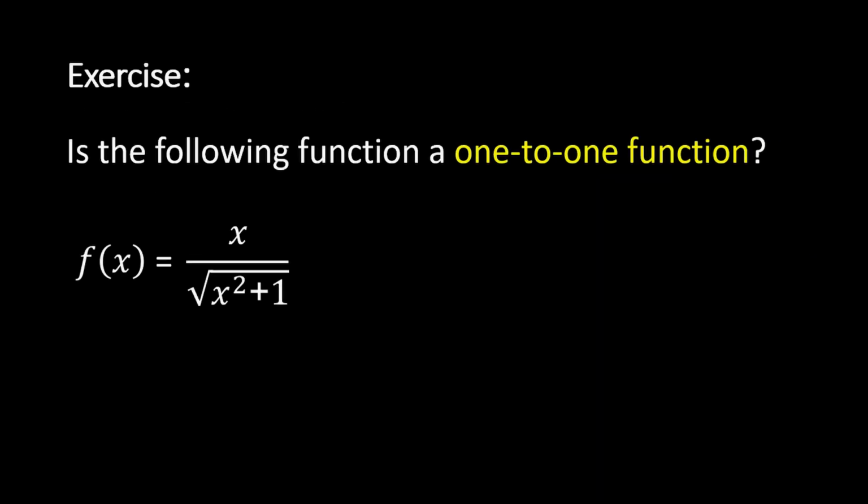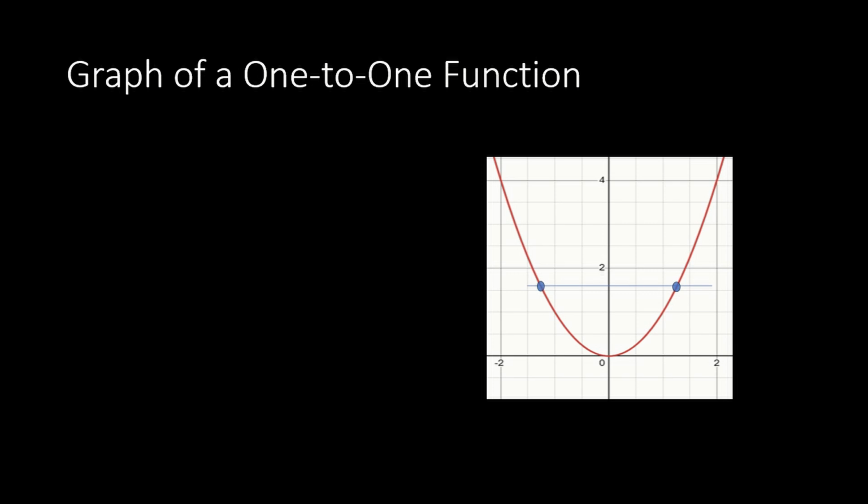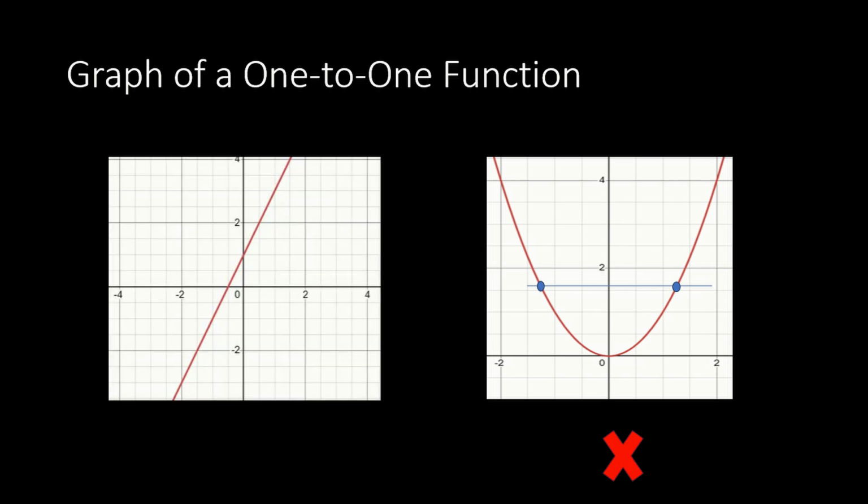Here is a challenge for you. Can you prove whether this function is one-to-one or not? If it is, explain why. To check if a graph represents a one-to-one function, draw a horizontal line. If the line touches the graph at more than one point, it is not a one-to-one function. But if it only touches the graph at one point, then it is a one-to-one function.